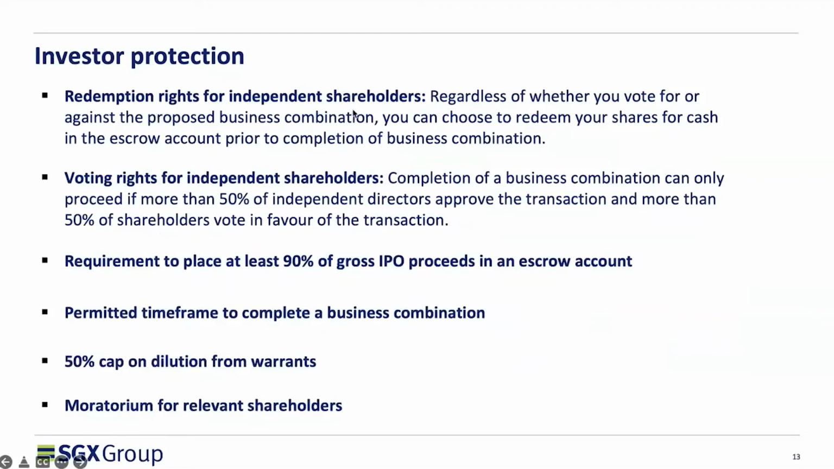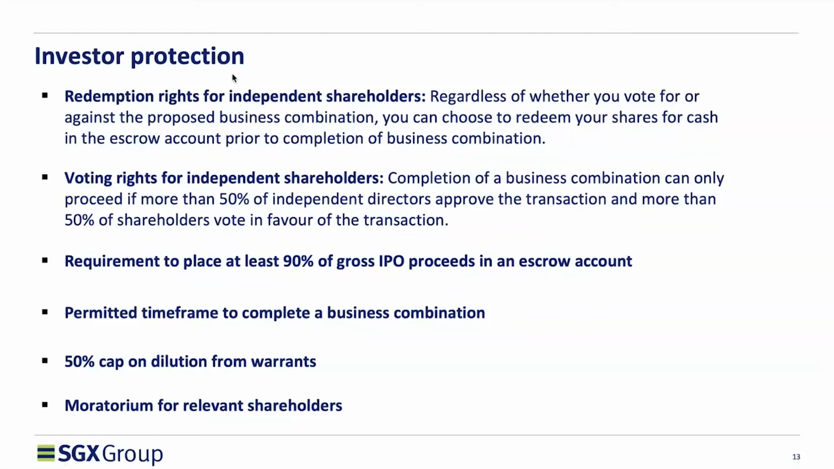So regardless of whether you vote for or against the proposed business combination, you can always choose to redeem your shares for cash prior to completion of the business combination. So remember, when we have bought into the SPAC, our capital is actually locked up in this escrow or third-party account. What happens is that if at any point in time before the completion of the business combination, we want to be getting our capital back, then this is a redemption right that allows us the ability to do so.